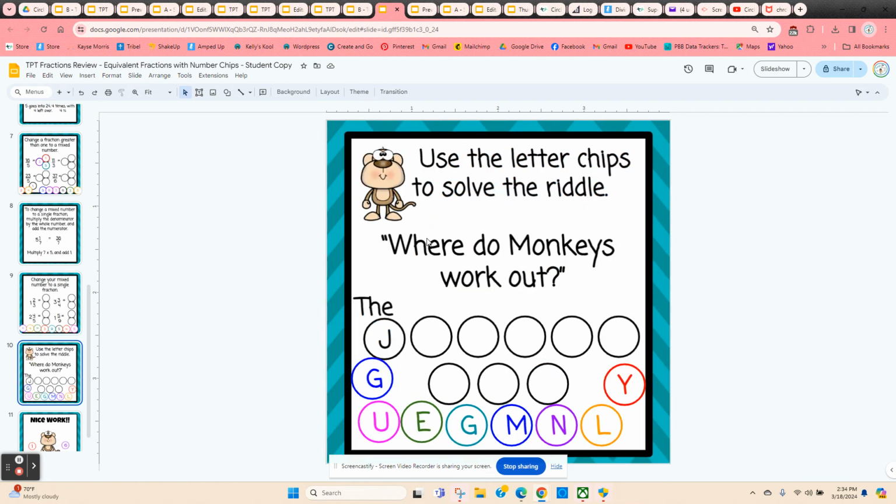On the final slide, this is for fun. When they get the rest of the digital lesson finished, they're going to use letter chips to solve this riddle. Where do monkeys work out? So they have all the letters they need. The first one's done for them, and see if they can figure out the answer to that riddle.